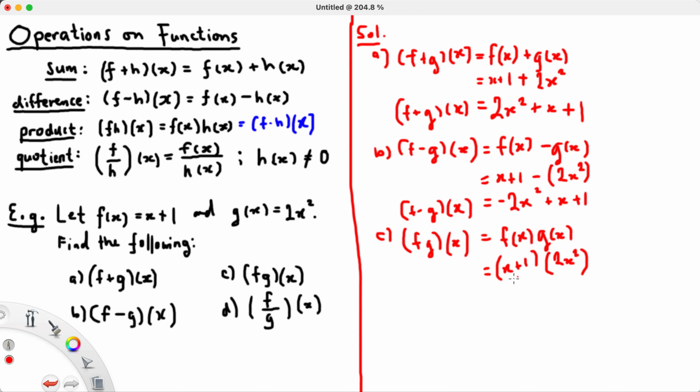So we multiply both of them. Remember that we need to distribute the 2x squared to each of the terms here. So we have 2x cubed, then multiply 2x squared by 1. So that's identity property. That's going to give us 2x squared. Okay, so if you want to simplify, you can, but I think this is going to be enough if we're going to write it like this.